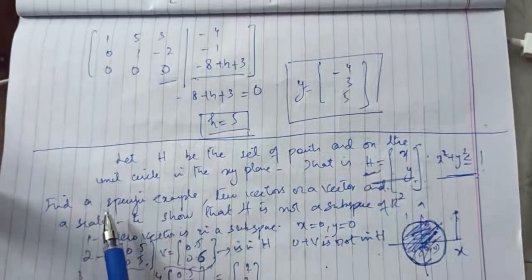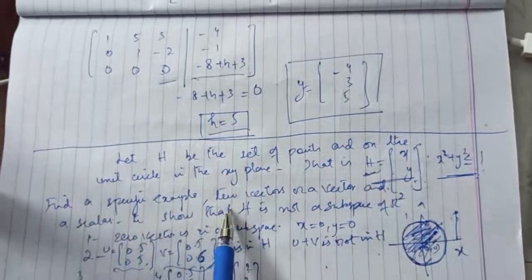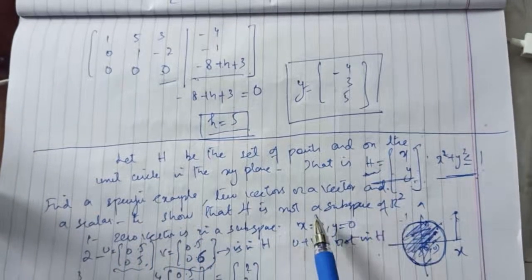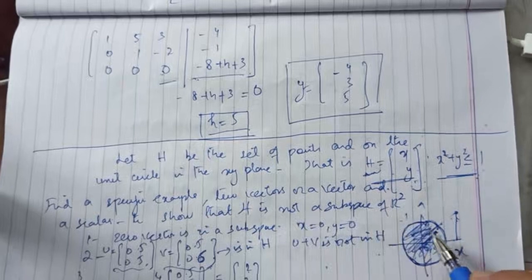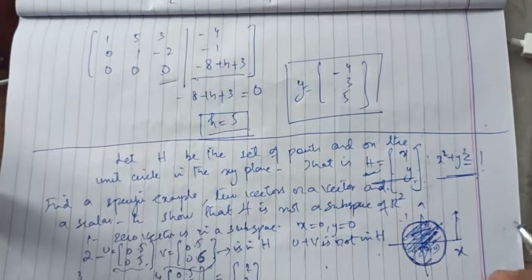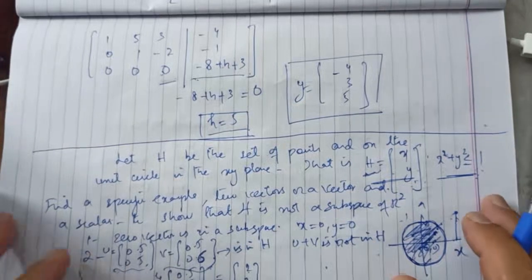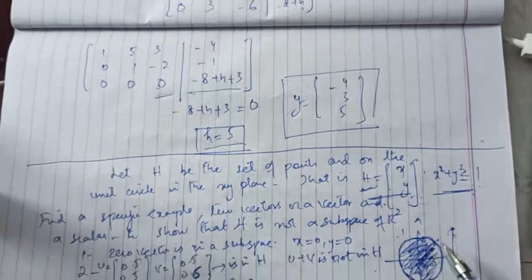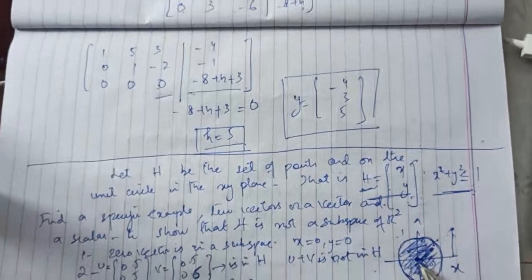So we have to find a specific example to show that H is not a subspace of R squared. There is no way that this area defined by H is actually a subspace. You have to remember three properties of a subspace. First, the zero vector should be in the subspace. That is satisfied, because if you look at this diagram over here, the zero vector is in the subspace.